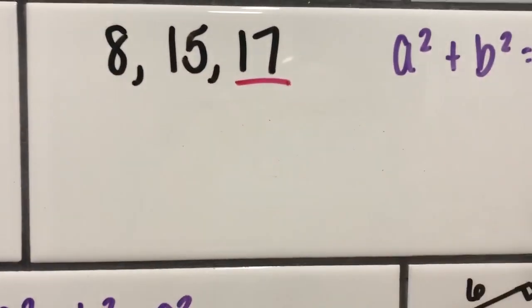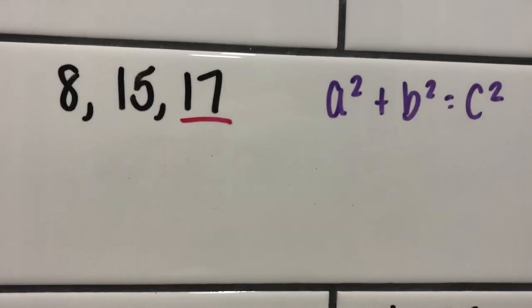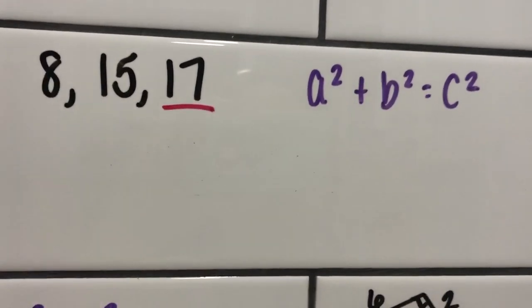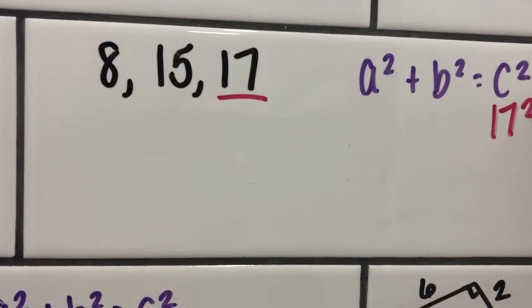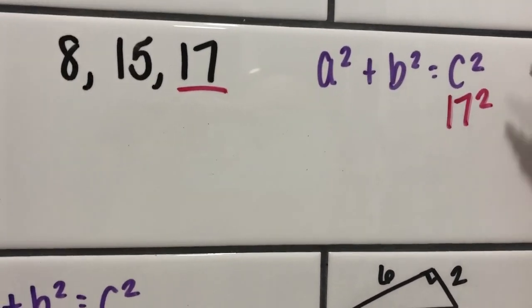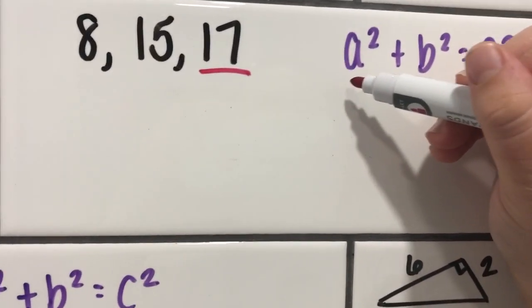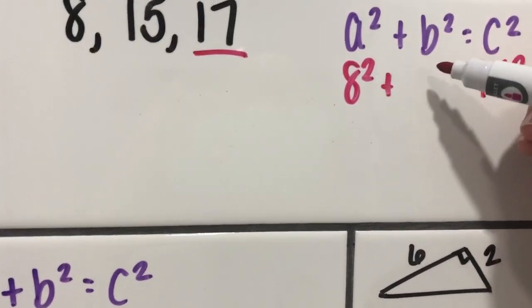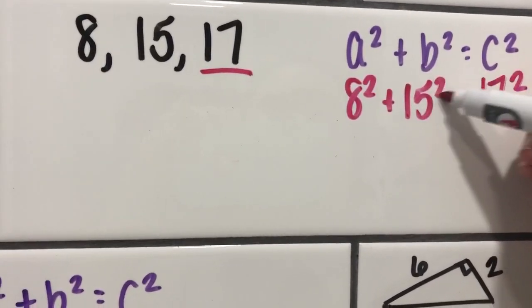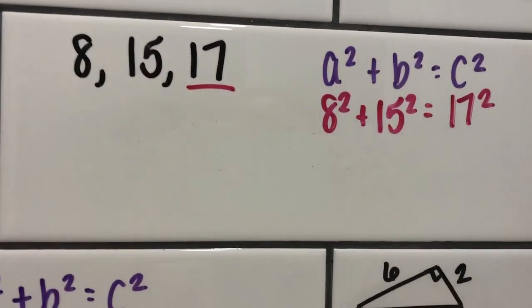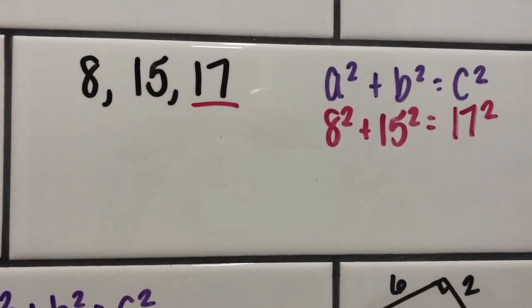Next example, I'm going to fill in right away. I know 17 is the biggest side length, so I'm going to fill that in for C, for the hypotenuse. So square 17, 8 and 15, it doesn't matter where I put them. So I'm going to do 8 squared out front, plus 15 squared, and does it equal 17 squared? That's what we're looking for.